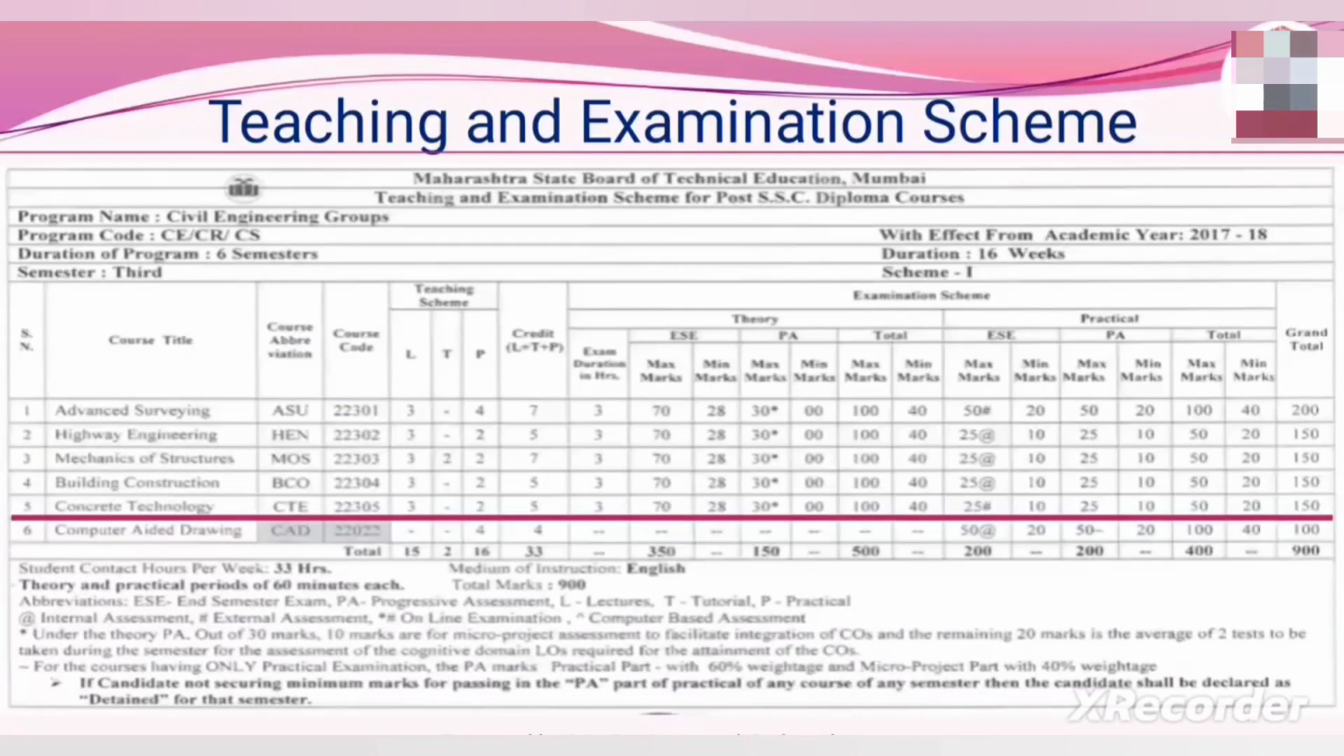First, we will see teaching and examination scheme. There are total 6 subjects in third semester, out of which 5th course is Concrete Technology. Its course abbreviation is CTE. Its code is 22305. There are total 3 lectures in a week for this course and 2 hours practicals per batch. Total credit 5.